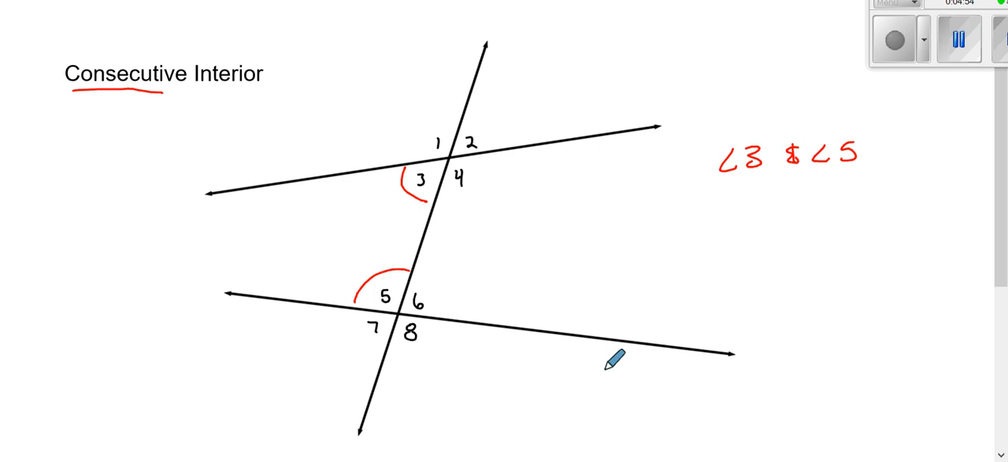The other pair of consecutive interior would be 4 and 6. They're consecutive, both on the interior. They're right next to each other, both on the interior. Same side and interior.